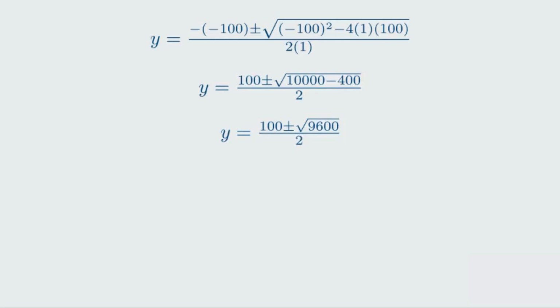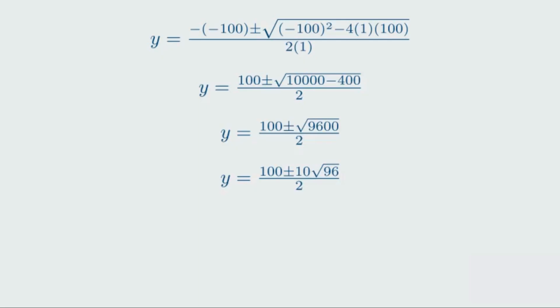We can look for perfect square factors. 9,600 is 96 times 100. The square root of 100 is 10. So, we have 100 plus or minus 10 times the square root of 96 all over 2. We can simplify the square root of 96 further. 96 is 16 times 6. The square root of 16 is 4.